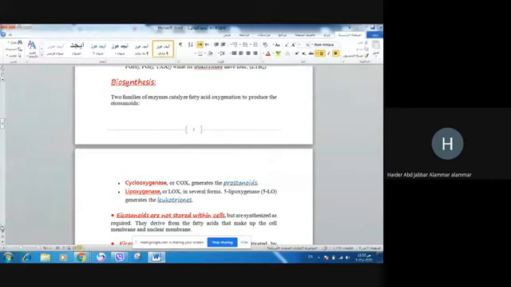Regarding prostanoids, I mean prostaglandins, we have 2 cyclooxygenases, cyclooxygenase 1 and cyclooxygenase 2, involved in prostanoid or prostaglandin biosynthesis, while lipoxygenase, which comes in several forms, there are 5 lipoxygenases, is responsible for the biosynthesis of leukotrienes.